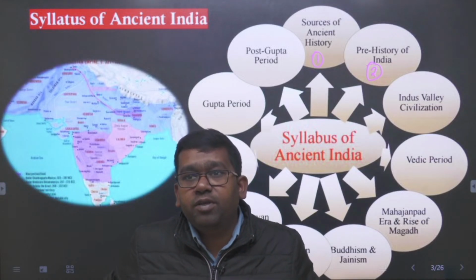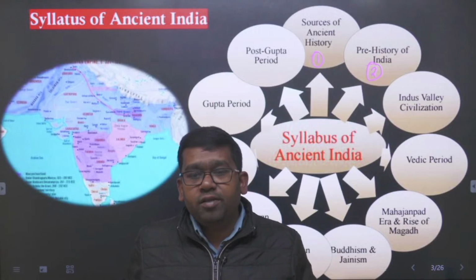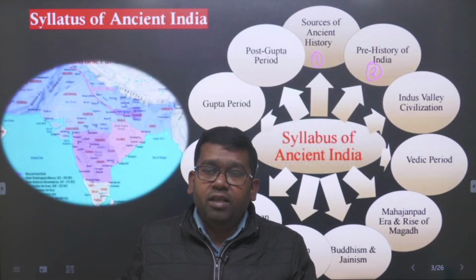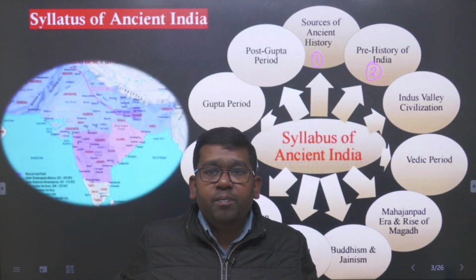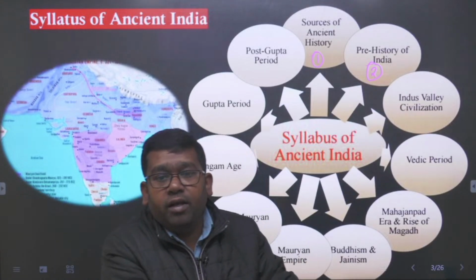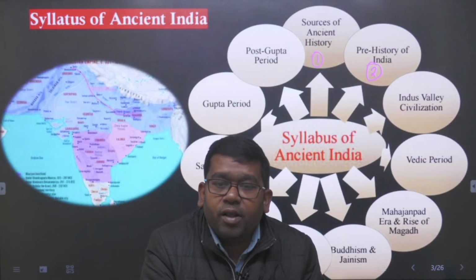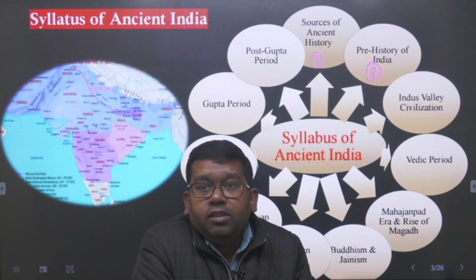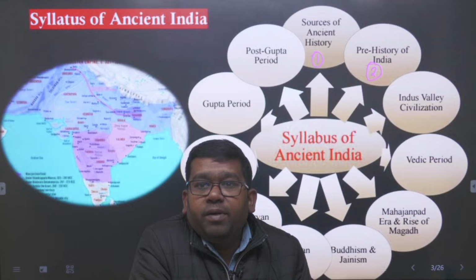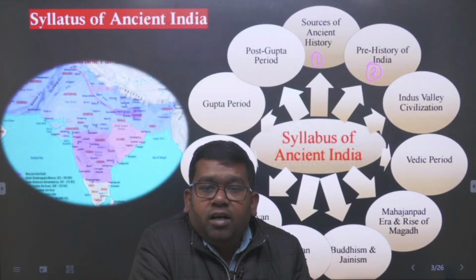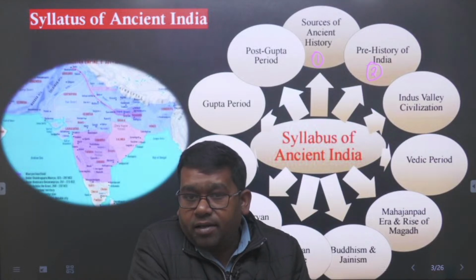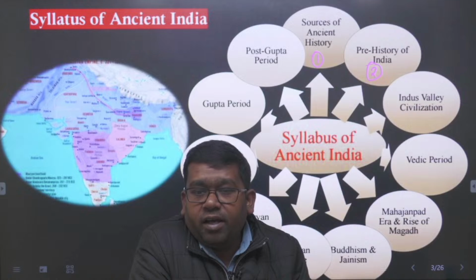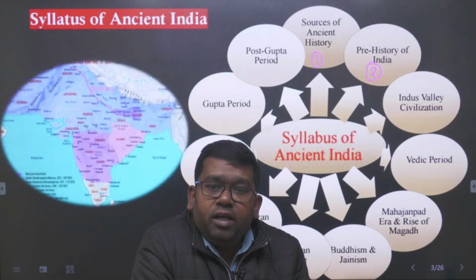Chapter 2 is the pre-history of India. Pre-history of India is basically the history for which we do not have historical sources. In the pre-history of India, we take up different topics. Which topics do we take? The topics in the prehistory of India are related to the Stone Age, then we have the Chalcolithic period, then we have the Iron Age. In the Stone Age, there are three types of Stone Age.